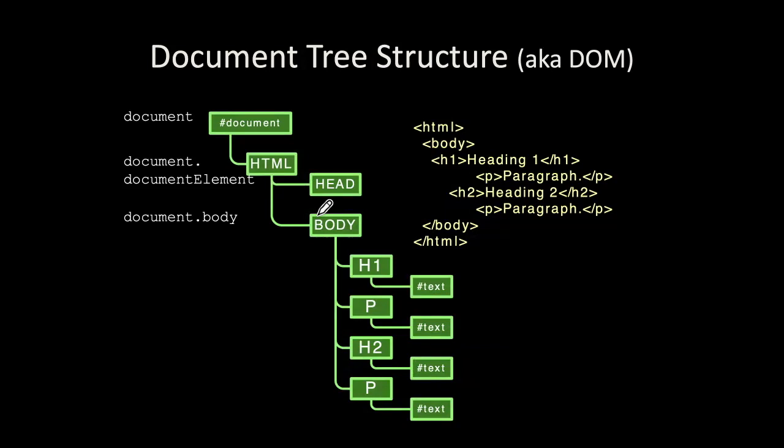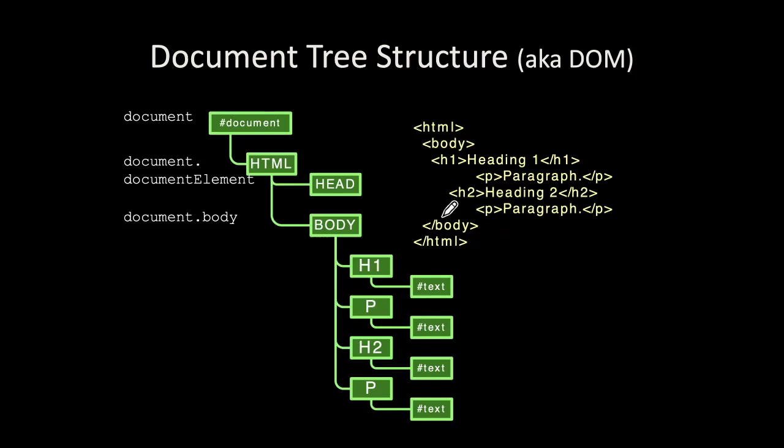Let's say on the right, we have some HTML. Now the indentation is slightly misleading. The P here, paragraph, is not embedded within the H1. It's kind of a sibling of it. It's at the same level. H2 is at the same level as well. That's just by the way. But on the left then is a very high level representation of what the DOM might look like for this simple HTML page.